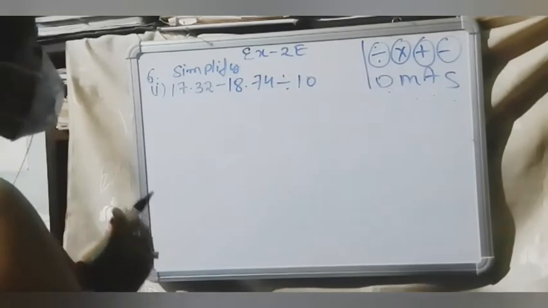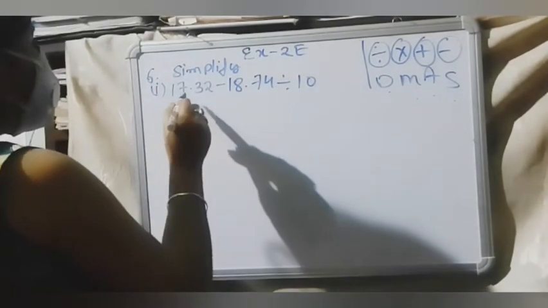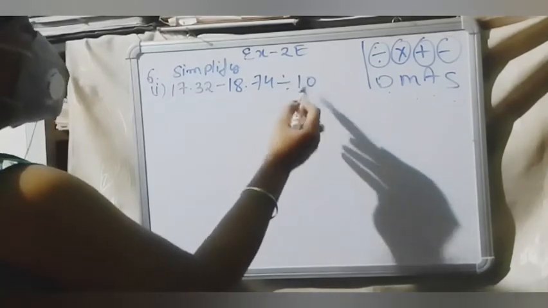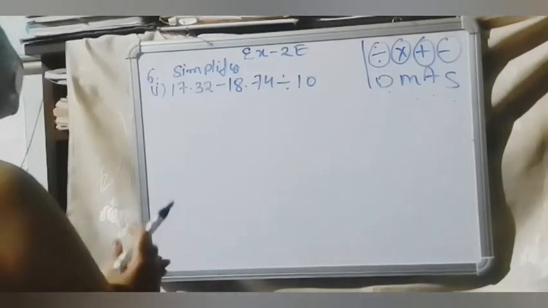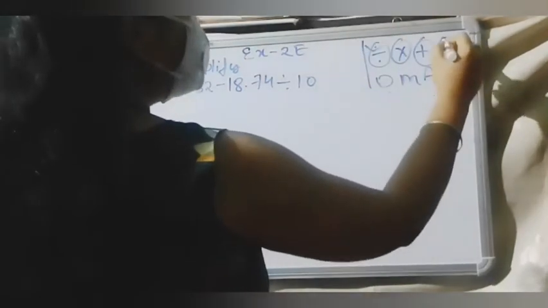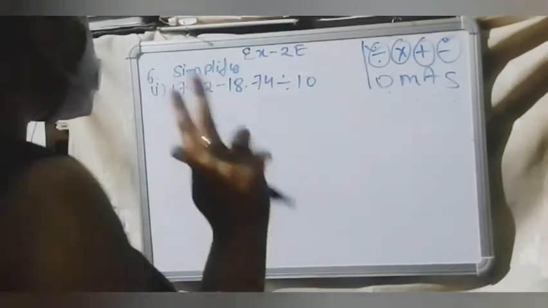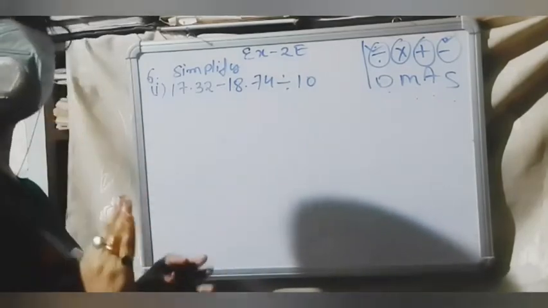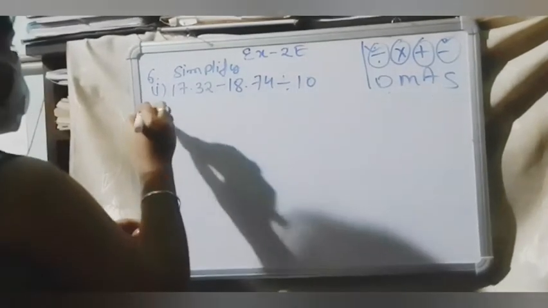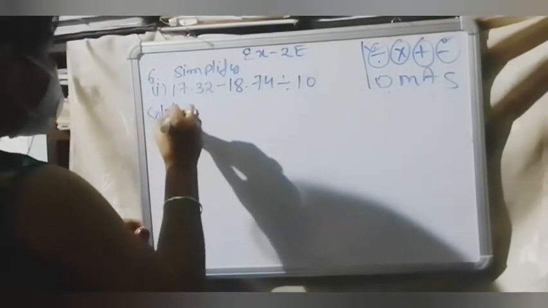So in this question, you see 17.32 minus 18.74 divided by 10. Which operations are there here? Division and subtraction. These two operations you have to do. First you will do the division, and after that the subtraction. So the solution, I am writing.